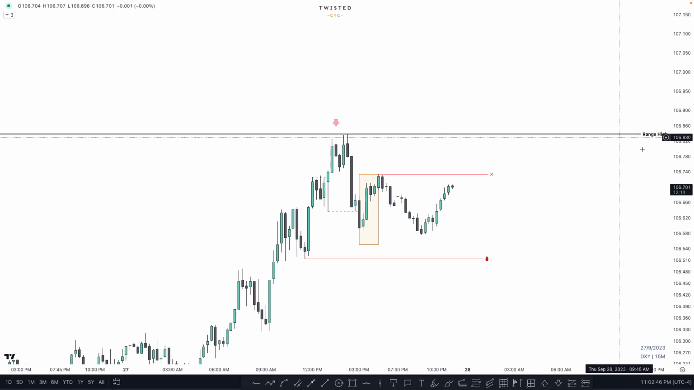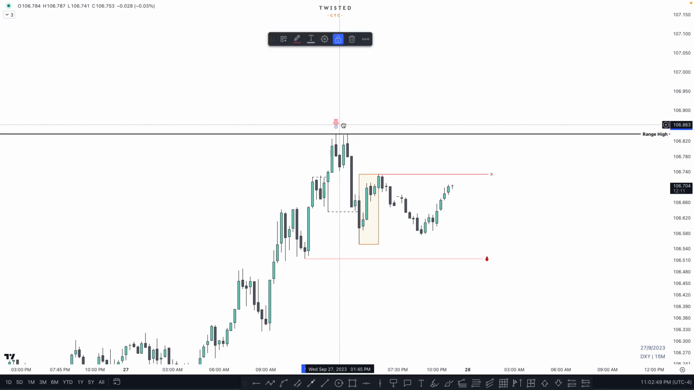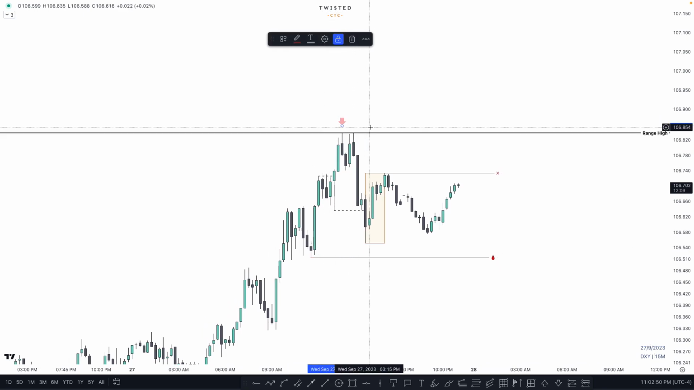And then if we start to break above and start to chase liquidity around these buy side levels, then we may see some continuation.